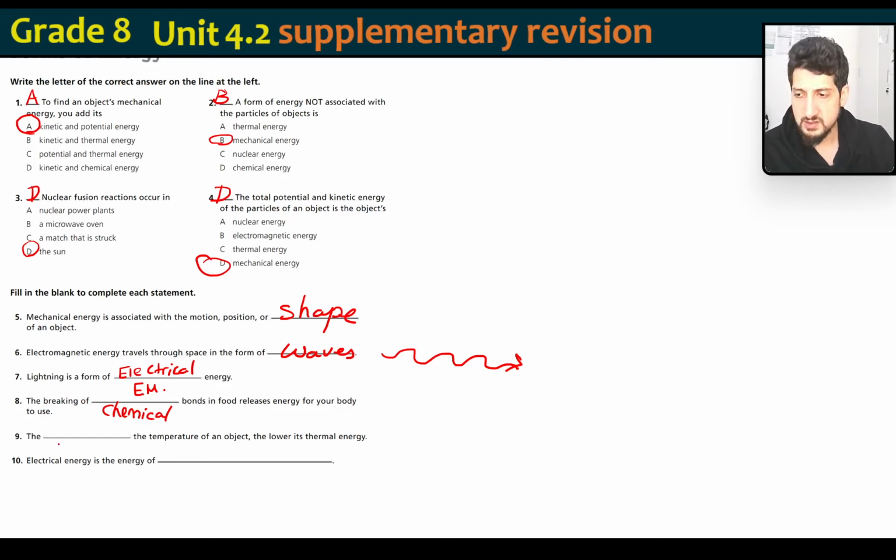The lower the temperature of an object, the lower the thermal energy. Electrical energy is the energy of electrical charges. The electrons, basically. Remember we talked about electrons? We said electrons are these little tiny subatomic particles surrounding the nucleus in clouds.